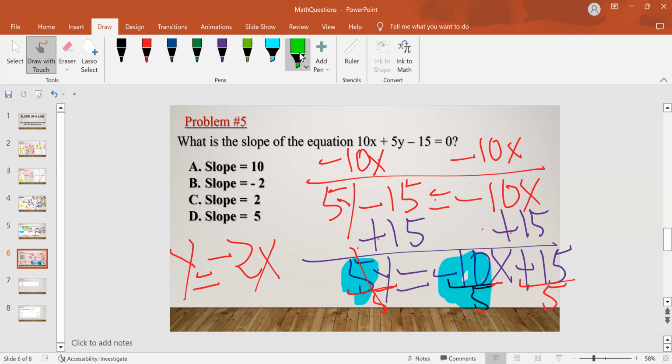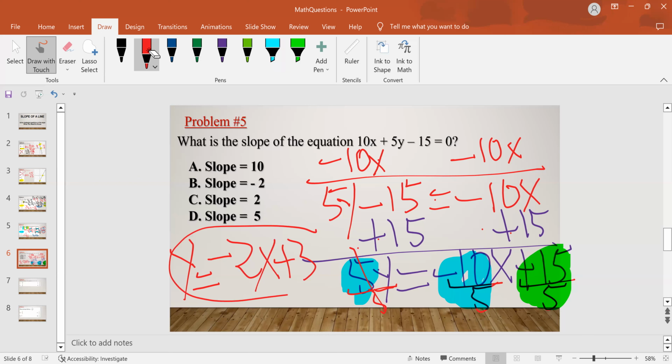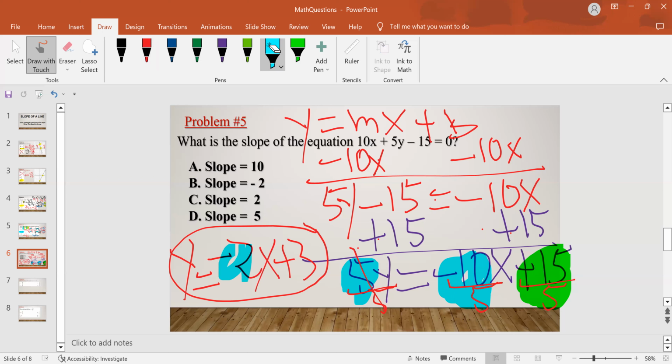And on the other side, we have positive 15 and positive 5 on the bottom. So 15 divided by 5 is what? 3, which is positive 3. Okay, so y equals negative 2x plus 3 is the form y equals mx plus b. In that, you're going to see m is the negative 2. So this coefficient, this number, is telling you that the slope is negative 2.